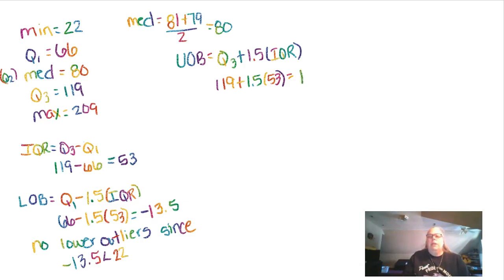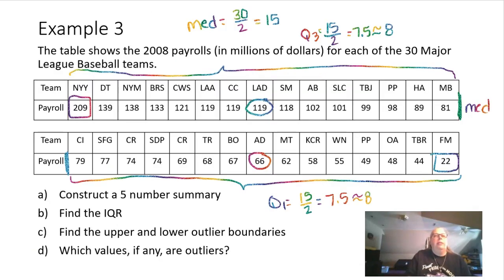And this is giving me 198.5. All right, we come back here. Anything that's in our data set that is more than 198.5 is going to be an upper outlier. And it looks like this guy right here, 209, is more than 198.5. That's going to be an upper outlier.